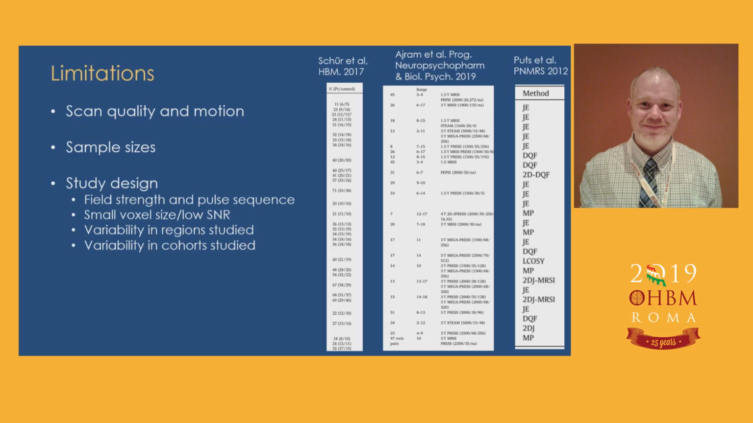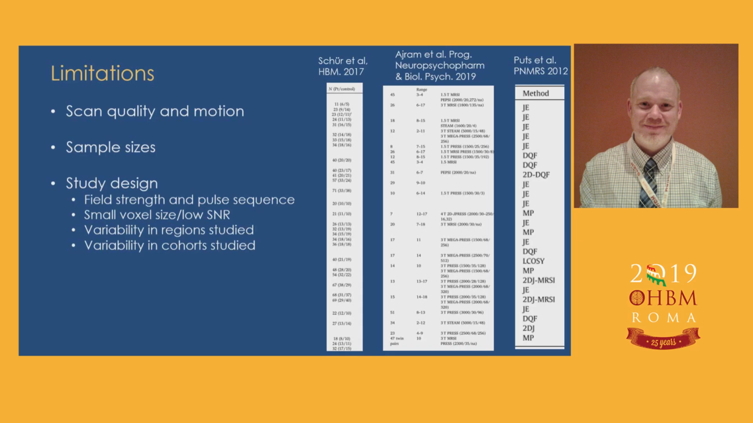In addition, a lot of studies suffer from small voxel sizes and low SNR, and I think that is a big concern in spectroscopy literature in general, that they have low signal-to-noise ratios, and so the reliability and reproducibility of these measures is limited. There's a lot of variability in the region studied, and as we've seen, there are different results in different regions.